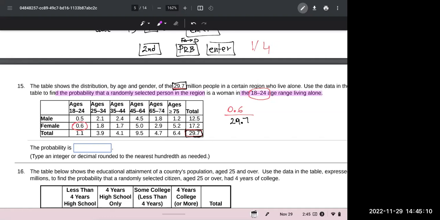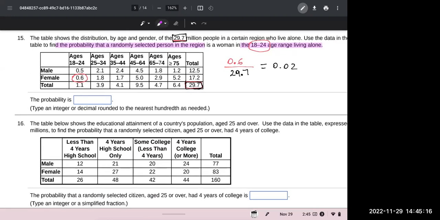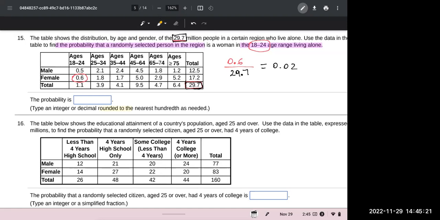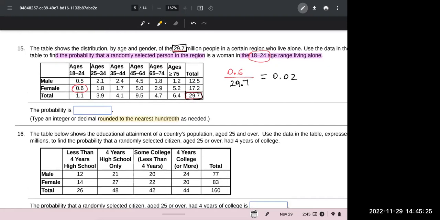Okay, and that will give you 0.02. Of course, on a final exam, you want to read it. They want you to round to the nearest hundredth. Nearest hundredth means leave two numbers after the decimal point. And I know that has to be reviewed because I keep getting those questions.